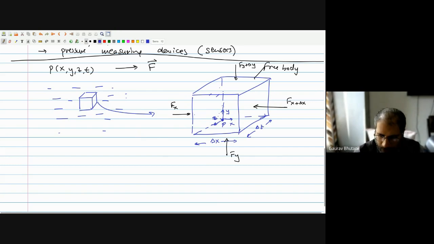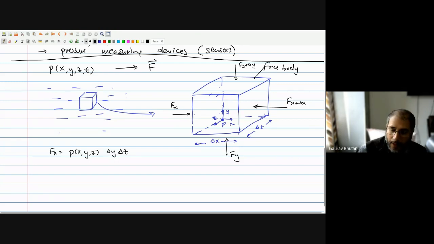And since we're talking about a very small cube, we can assume that on the left-hand side plane, the x plane that we've talked about, where Fx is acting, there is no change in pressure along the y and z directions, because it's such a small area. So the force acting on the left plane, Fx, is the pressure at coordinate x, y, z, times the area. Now the area of that plane is delta y times delta z.